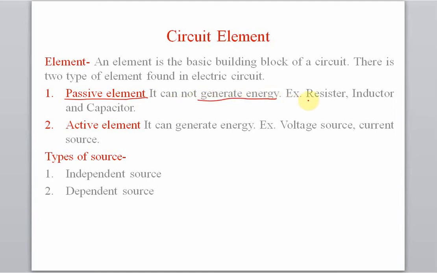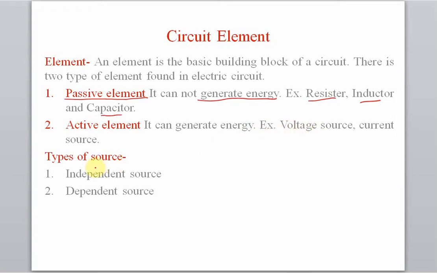Examples are resistor, inductor, and capacitor. They can dissipate energy or absorb energy. In the case of a resistor, this is a dissipating element. It can dissipate energy, and an inductor can store energy, and a capacitor can also store energy. And the second element is the active element. It can generate energy. Examples are voltage source or current source.